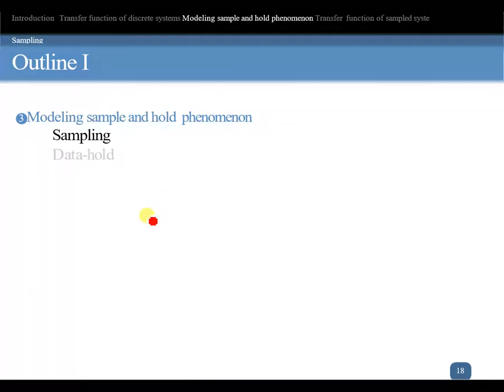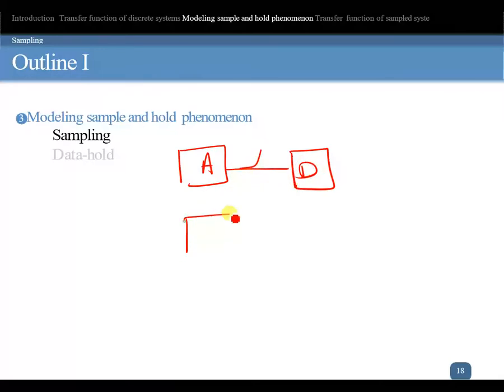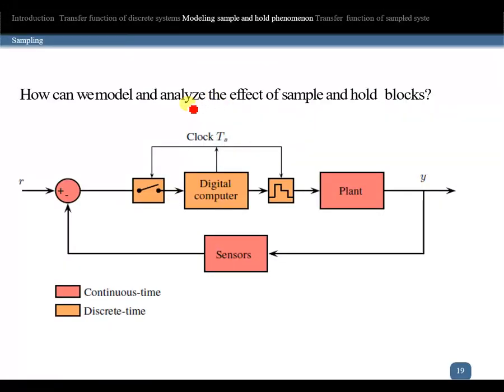Now we talk about the sampling and data holder. If you remember, if your signal is analog and you want to go to digital, we use the sampler, and if you have a digital signal and you go to analog, you use the hold. We see the transfer function of both of them, sampling and hold, and how we can model and analyze the effect of the sampler and the hold in a block diagram. This shows changing the analog to digital, and the digital to analog by hold.